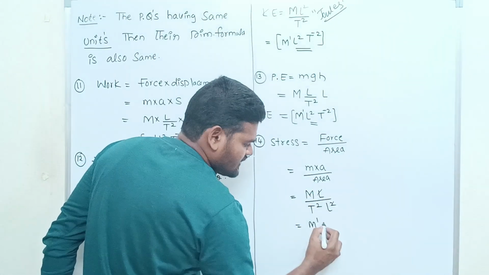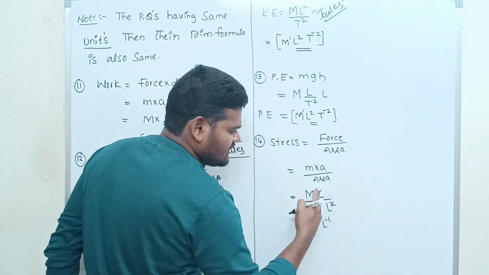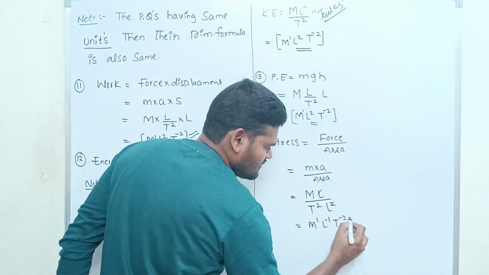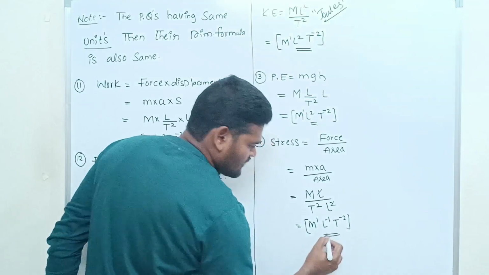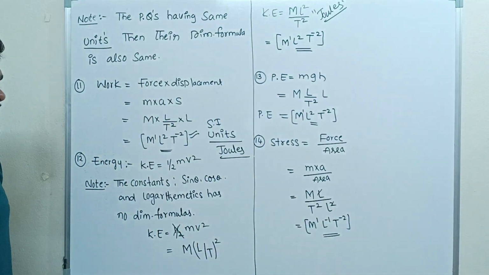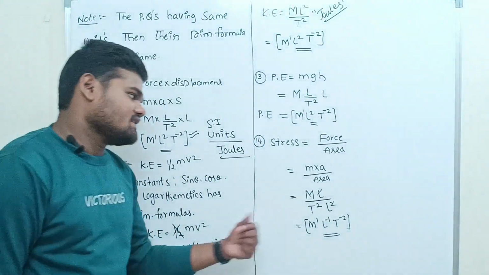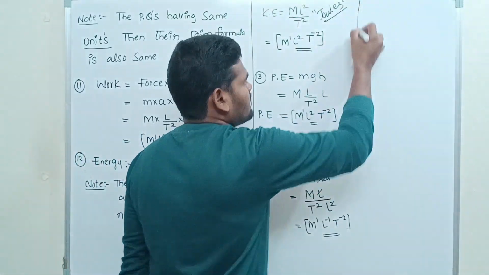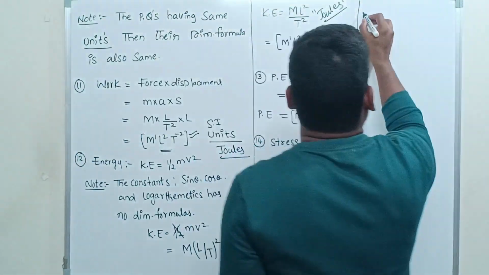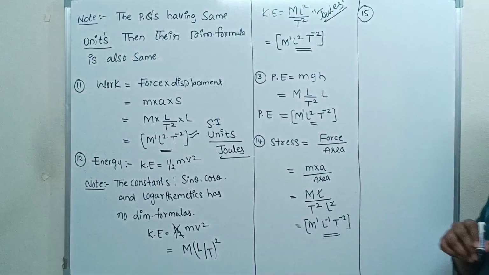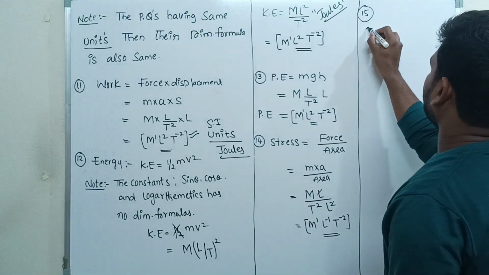If L comes to denominator, it becomes L power minus 1. T square comes to denominator, it becomes T power minus 2. M power 1, L power minus 1, T power minus 2. This is the dimensional formula for stress. Okay, right. So the 15th one. The 15th one is strain.